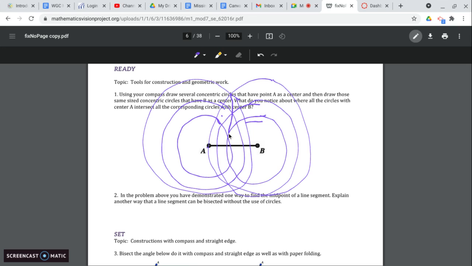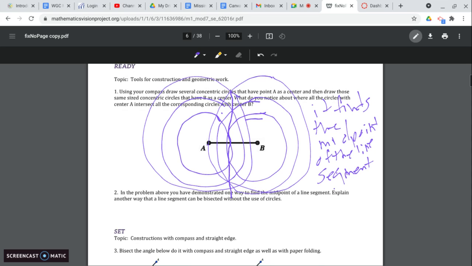Now, my line is nowhere near straight because my circles are not perfect, but if we did this exactly, if I had a compass to do this exactly, we would find that all of these concentric circles intersect each other at the same exact point. So it finds the midpoint of the line segment.